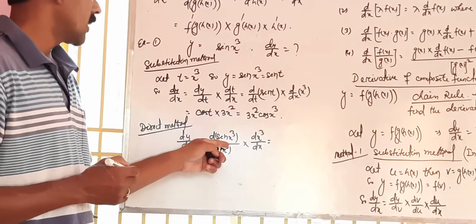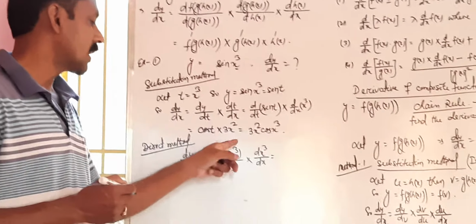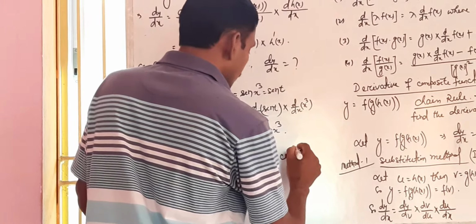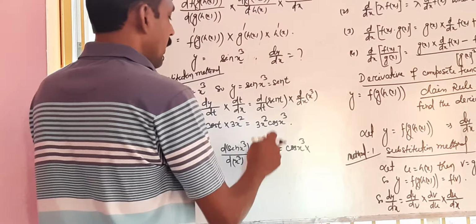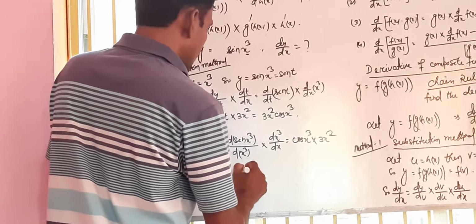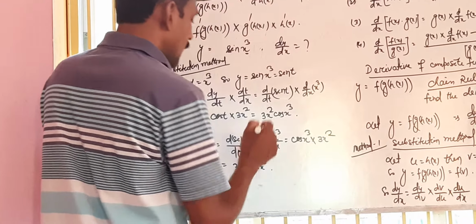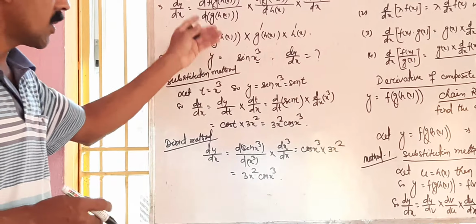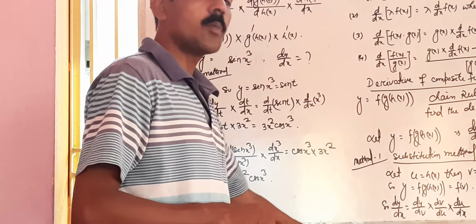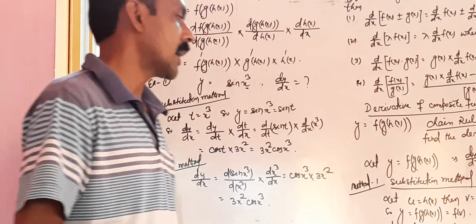Now here, suppose x cube is theta, so it is in the form of the derivative of sin theta with respect to theta, that is cos theta. So directly you will get cos x cube into the derivative of x cube with respect to x, which is 3x square, and again you will get the same answer, 3x square cos x cube. Whichever method is easier for you, you can use that method, either substitution or direct.